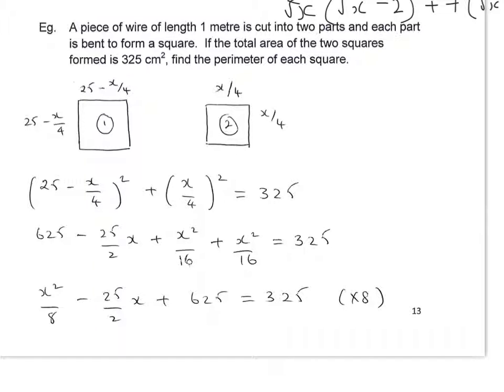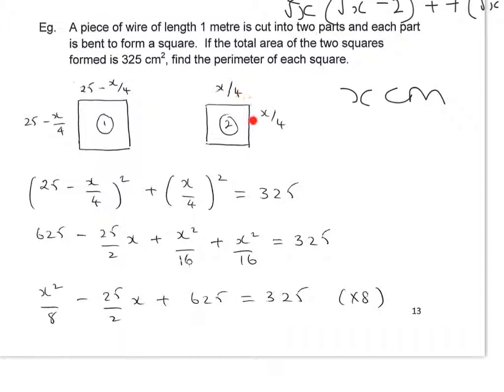Okay, so let's say the piece we cut off is x centimetres. So x centimetres is what we're going to cut off the metre. If I then bend that x centimetres to form a square, each side of the square is going to be x over 4 centimetres.